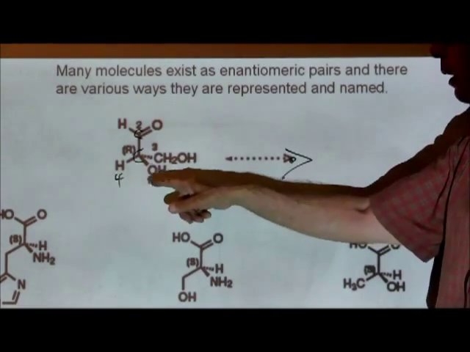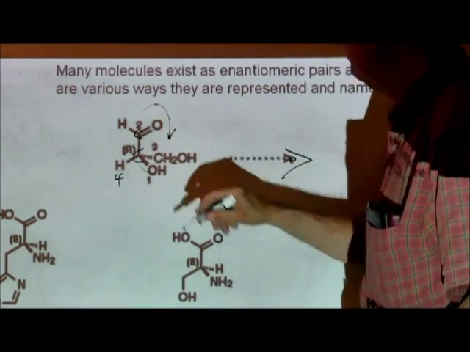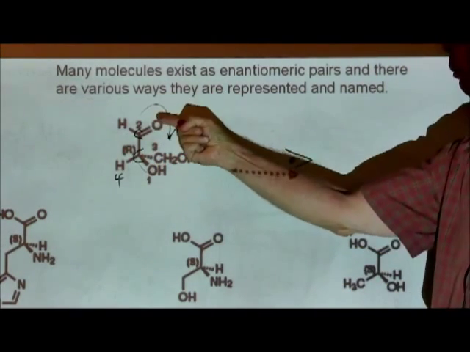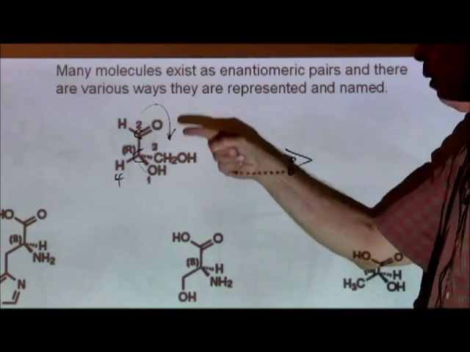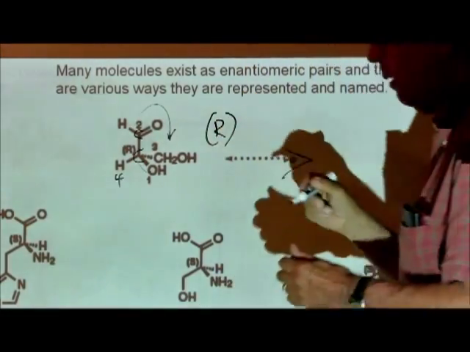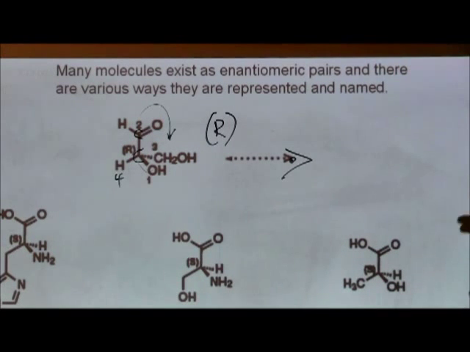And now we go 1 to 2 to 3. We come out here, we go back in, and we go around here like that. In other words, we're out here, we come in the plane, and then we go back behind the plane. That is a clock turning in the normal direction. That's clockwise, and therefore we call this R. And you can play that game with any of these entities right here.